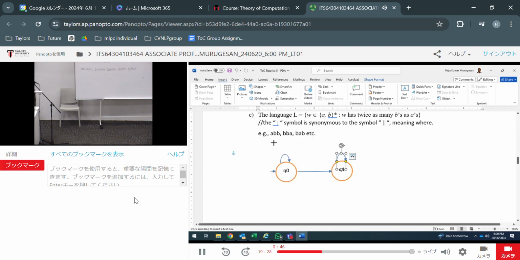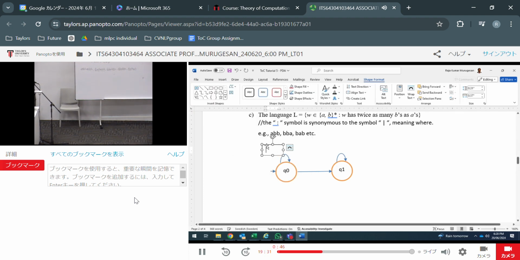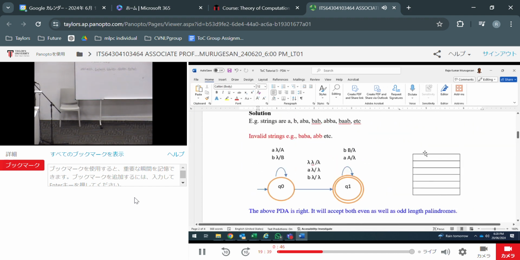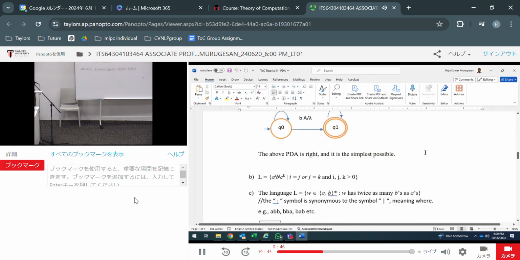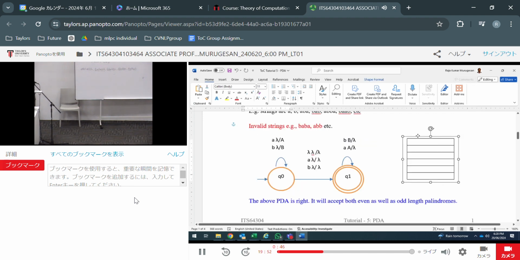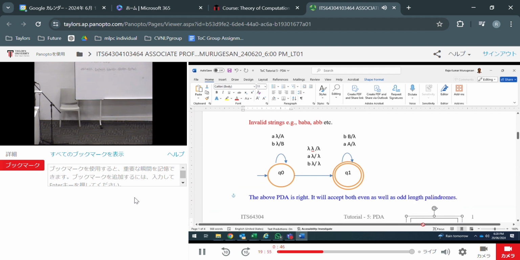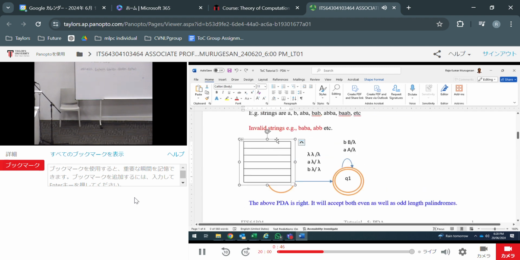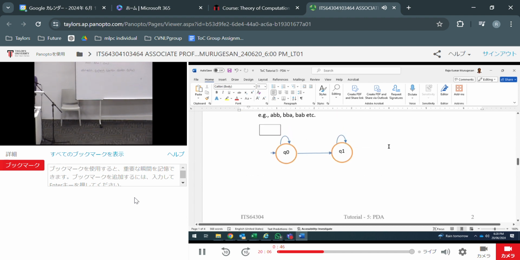Okay, so let me bring the stack. So the stack, I'm showing only for your understanding, to visualize the working of the PDA. It is not necessary for you to show the stack in the test or in the exam. Not necessary. There's no marks for the stack. I show the stack for you to understand how we construct the machine.